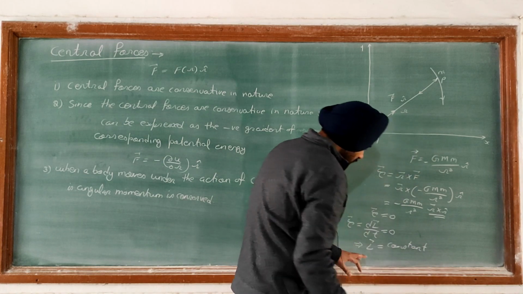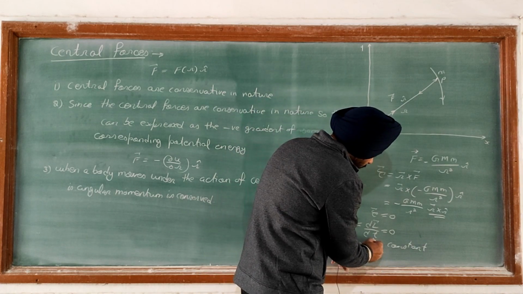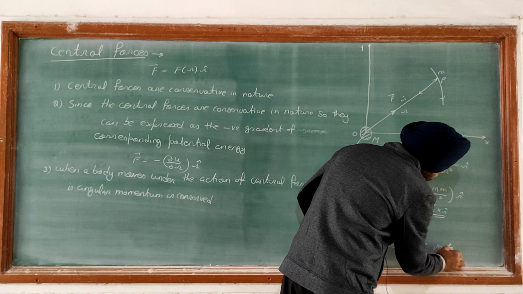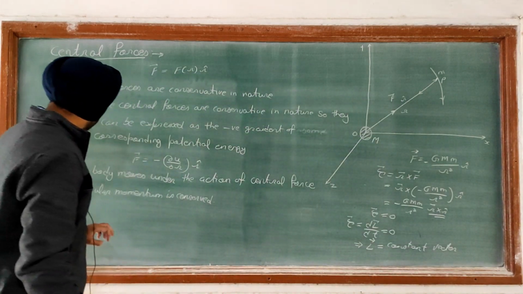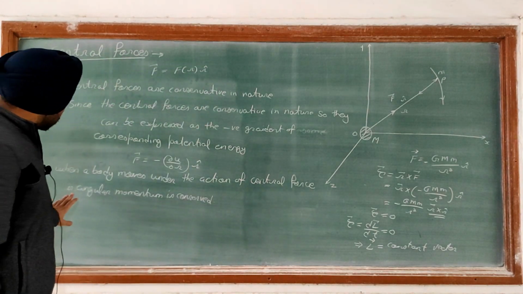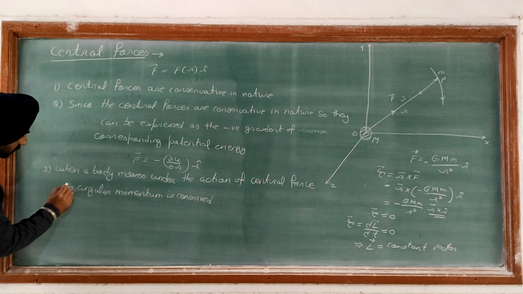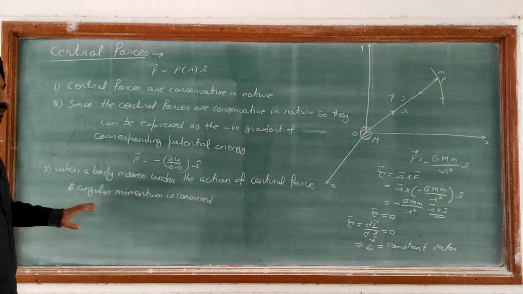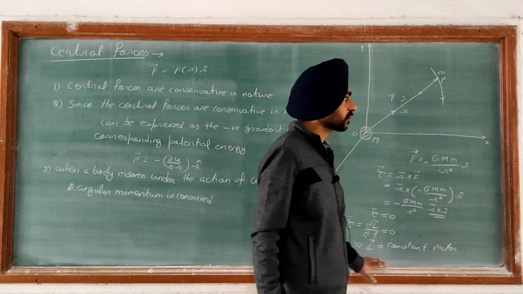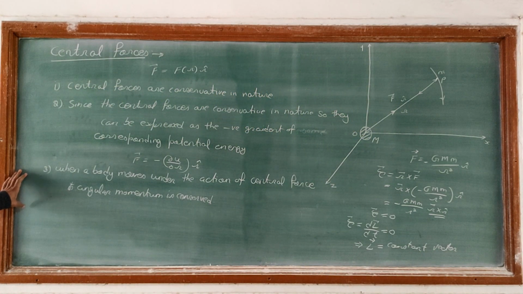So it is not only constant, it is a vector quantity. Angular momentum is a vector quantity, so we will write it as a constant vector. That's why we write that when a body moves under the action of a central force, its angular momentum is conserved, that is, constant vector. Vector L is a constant vector. This is the important property of the central force.